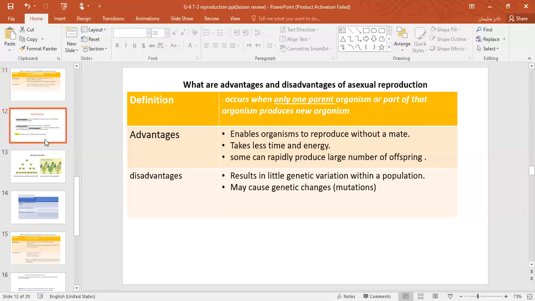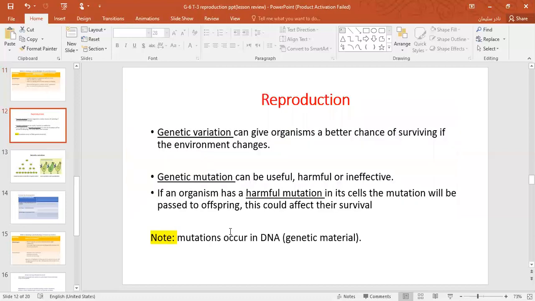So a genetic mutation in the cells will be passed to offspring. All offspring will have the same mutations.